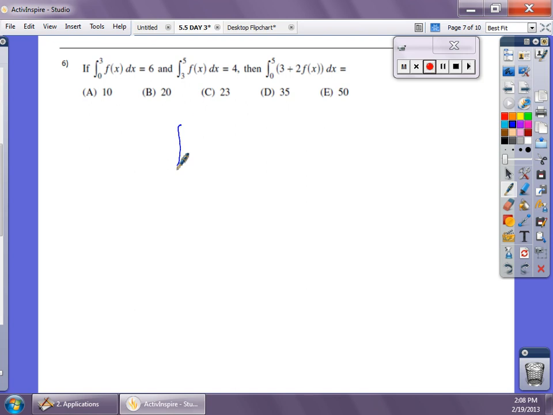Let's see. We want to do the integral from 0 to 5 of 3 plus 2 times the integral from 0 to 5 of f of x dx.